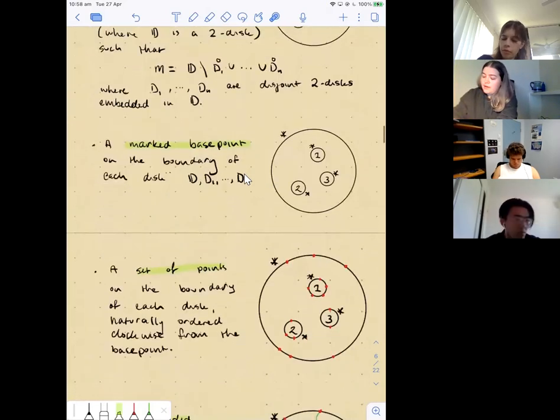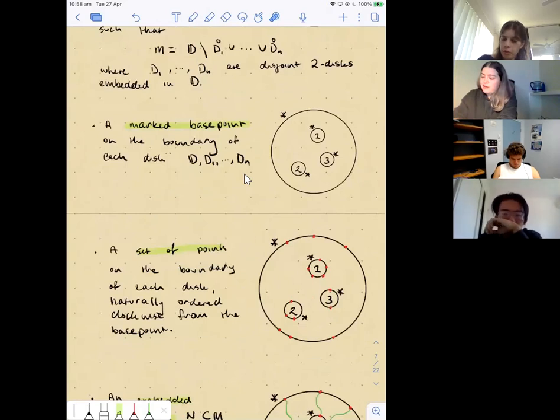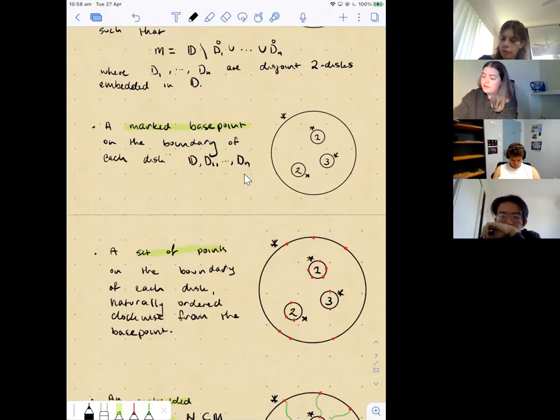And then additionally to that, which I've marked in red in the picture here on the right, we have a set of points on the boundary of each disc, which we can naturally order from the base point. I haven't written the labels here because it clutters it. But if you think about this outer disc, from the base point we can order clockwise by 1, 2, 3, 4, 5, 6. And so each point on the boundary of the disc is naturally labeled from the base point.